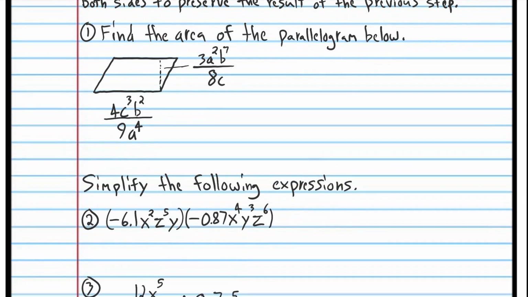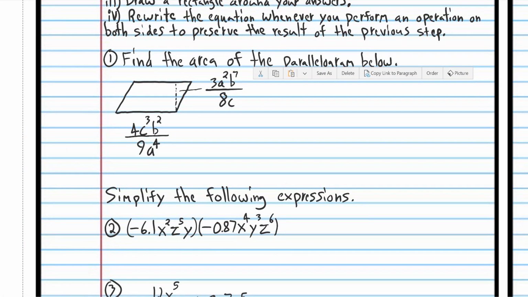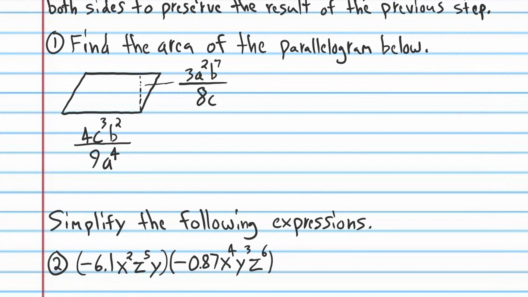Problem number 1, find the area of the parallelogram below. So if you get out your geometric formulas, you know that the area of a parallelogram is base times height. So I'm requiring you to write the formula that you're going to use. You must write the formula that you're going to use.